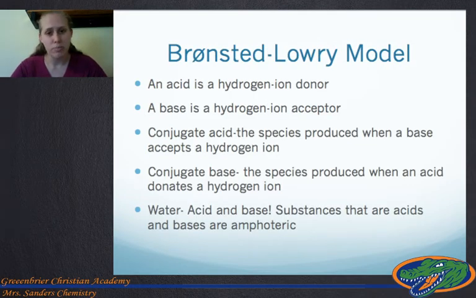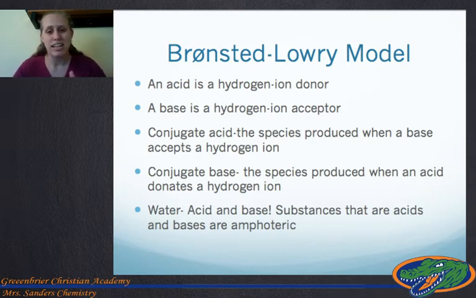The next of our three models is the Bronsted-Lowry model. Now this is actually named after two separate scientists that worked together. And in this model we have the acid is called a hydrogen ion donor. That's exactly the same as what the Arrhenius model said.